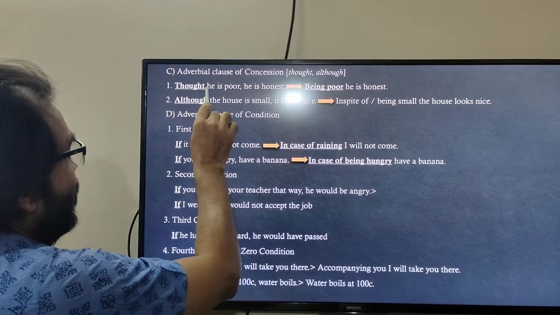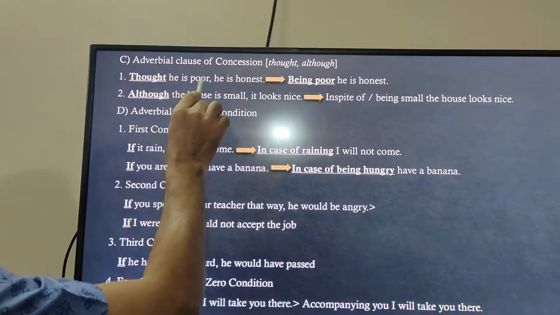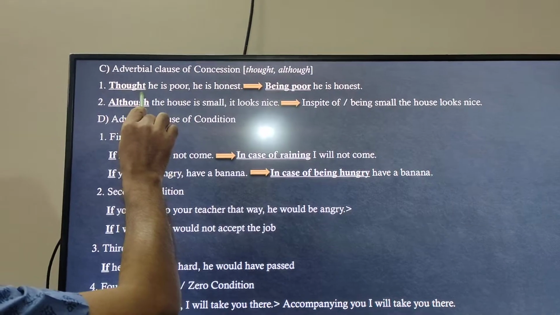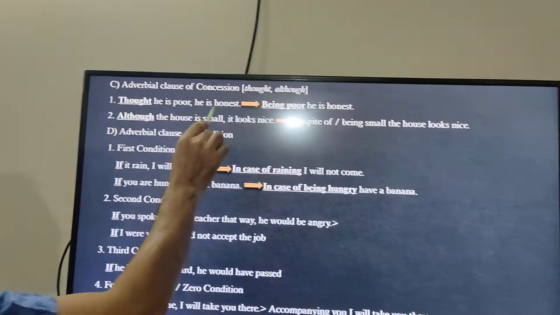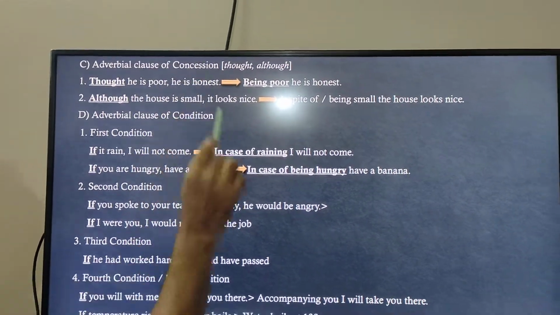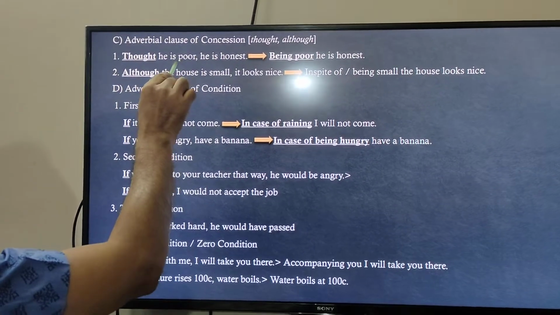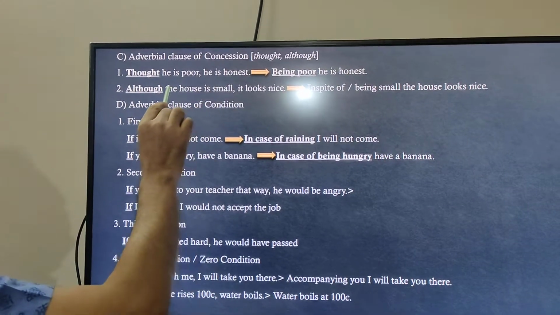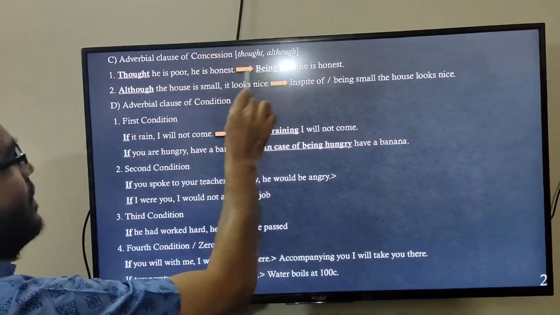We justify or we confess that he is poor. Though he is poor, he is honest. We come to the decision that he is honest. So justification and decision: whenever the justification and decision come together, this is called the adverbial clause of concession. We justify here that he is poor, and we come to the decision that he is honest.